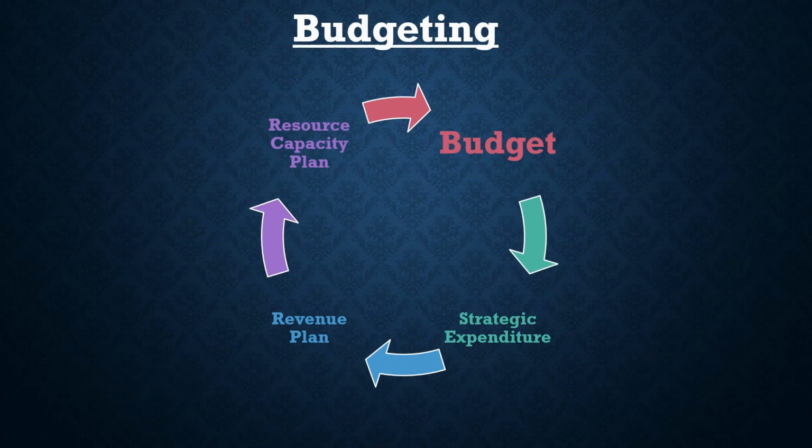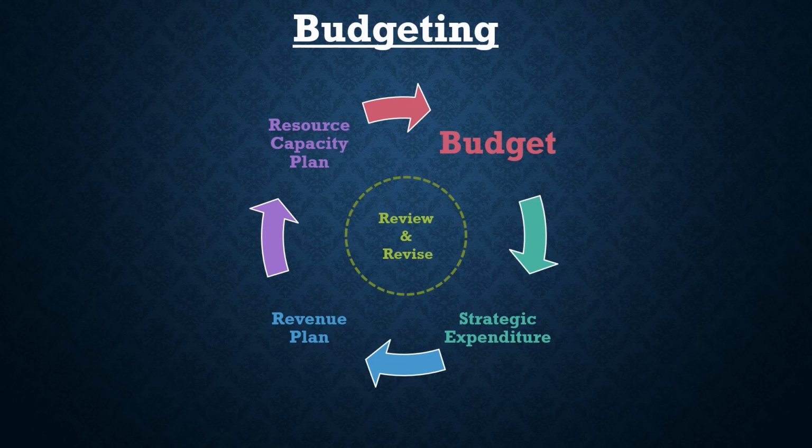Next, we consider our budgeting process, which we previously said was iterative in nature. Are we satisfied with the budget? Do we need to go back and review and revise our strategic plan, revenue plan, or resource capacity plan? If yes, then we repeat the process over and over again until we are satisfied with our budget and that it is realistic and achievable.